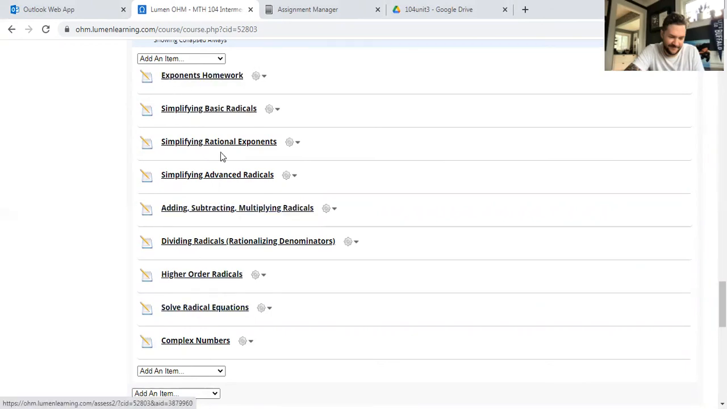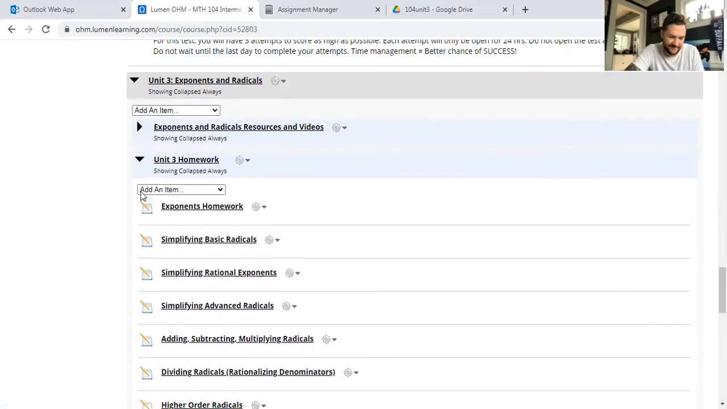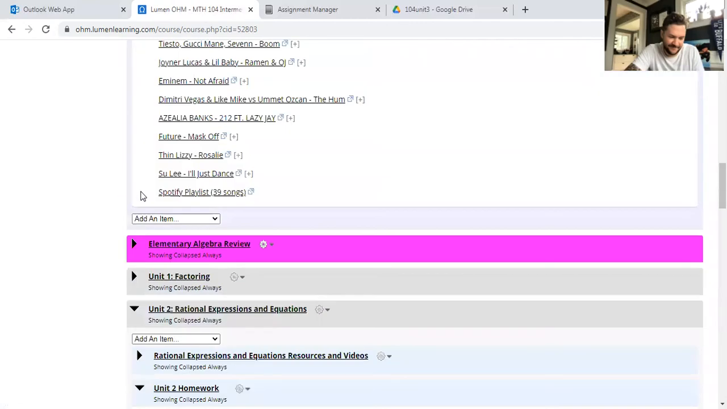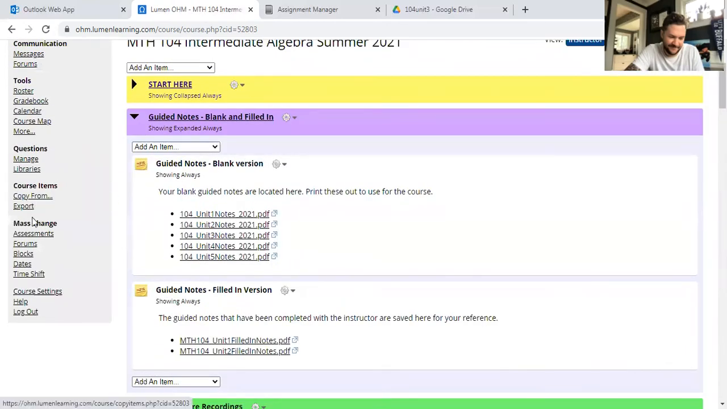Let's come up with some due dates for these. What would be a good due date for these assignments? How about the first 3? We can have exponents through simplifying rational due Wednesday. Simplifying advanced through dividing radicals, how about Friday? And then higher order through complex, Sunday. What do you all think of that?